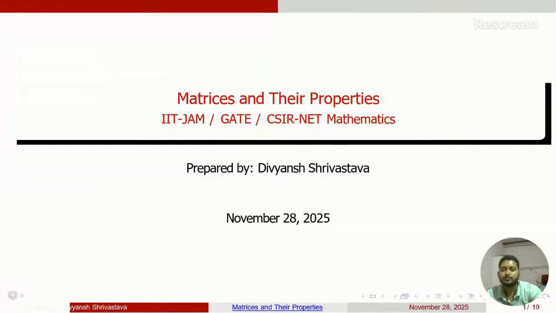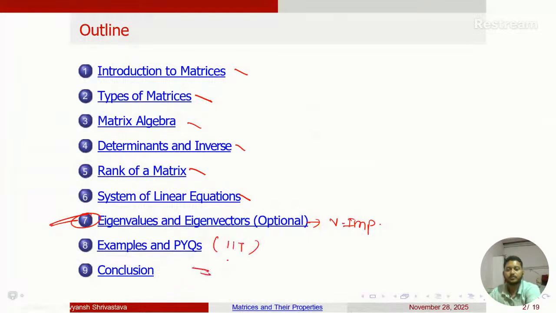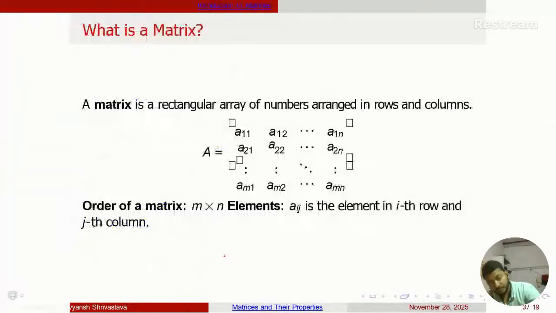First of all, I will show you the introduction and types of matrices. These are my outlines. First is the introduction to matrices, then we proceed to types of matrices, then matrix algebra, determinant, inverse and rank of matrices, system of linear equations, and one of the most important topics, which is not optional, it is very important: eigenvalues and eigenvectors, and some IIT-JAM PYQs and a conclusion. Okay, now we proceed with my lecture.